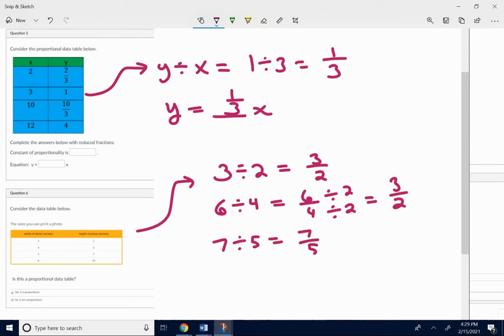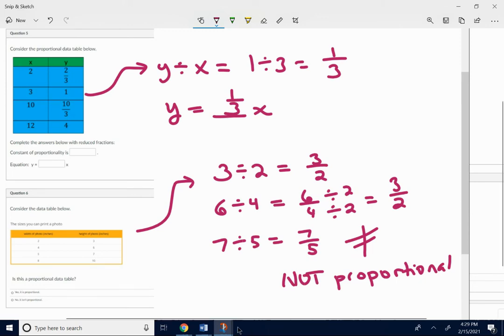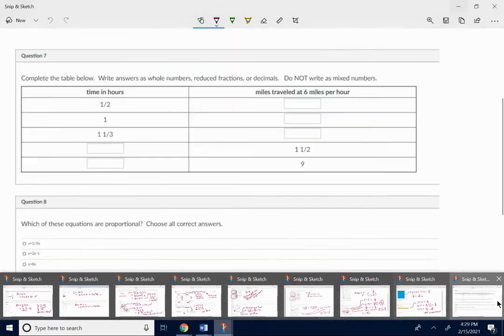Phooey. 7/5. I can't reduce 7/5 and turn it into 3/2. Okay, so that's bad. I don't even have to keep going. Okay, that's not proportional because every y over x was not the same answer. Okay, looks like we have 2 more problems.